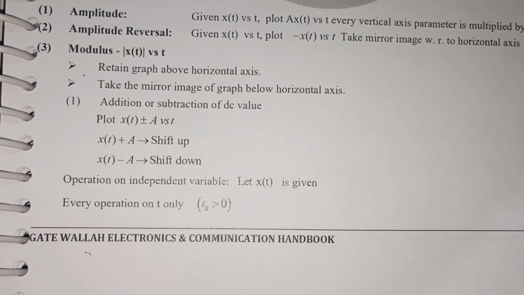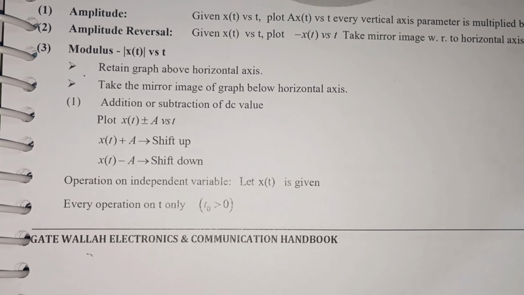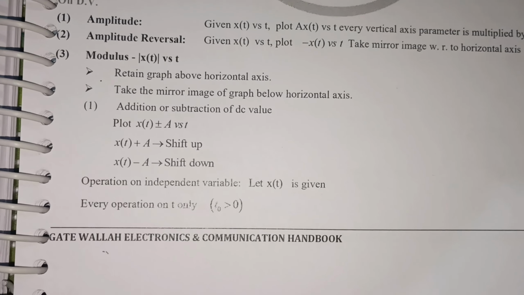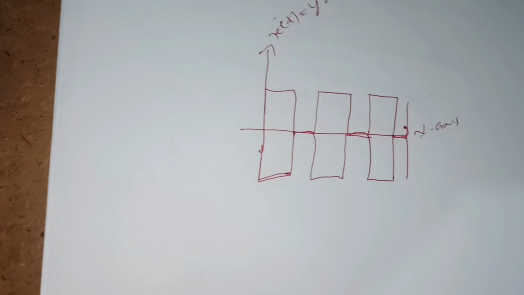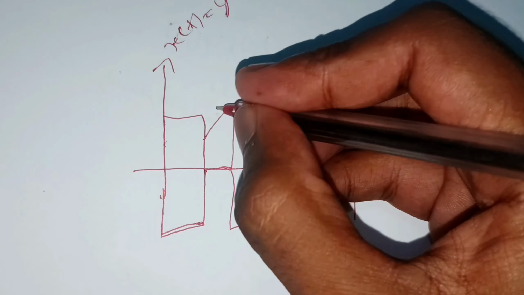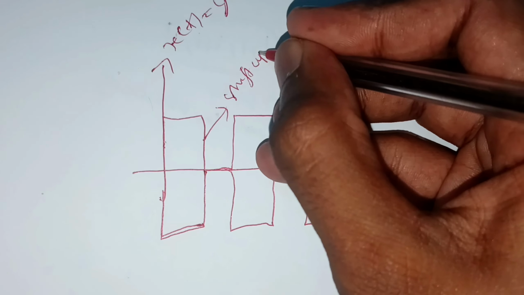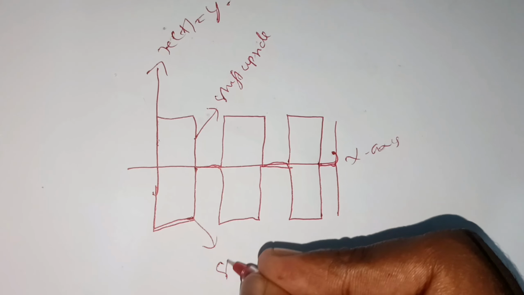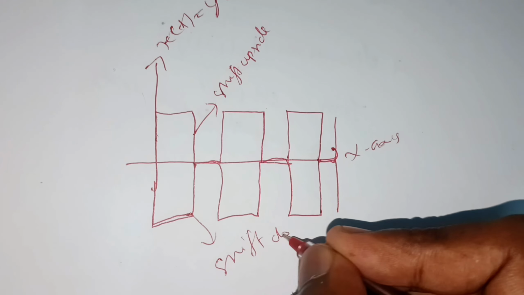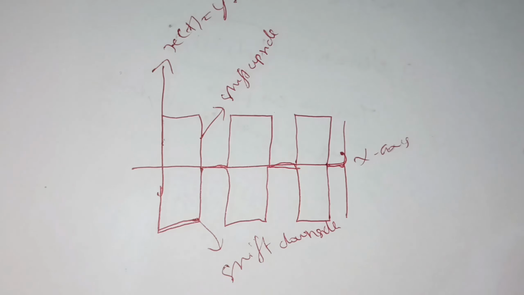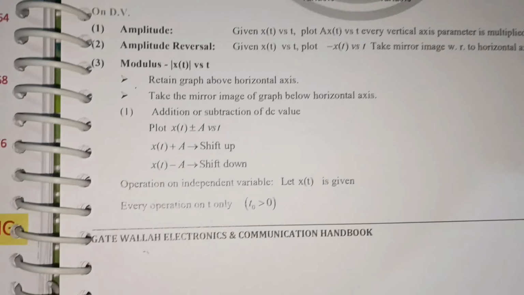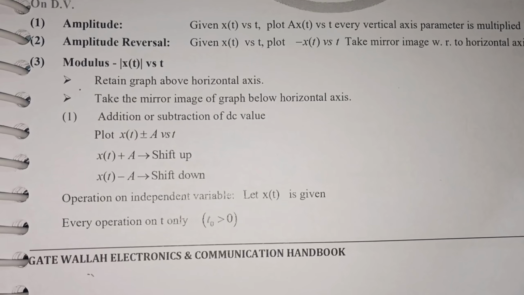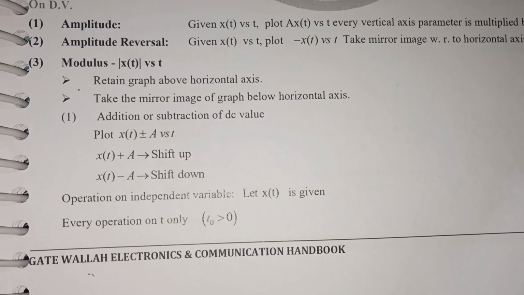Addition or subtraction of DC value. So here addition or subtraction of amplitude. Shift up means what? Here is a shift up. This is shift upside. This is shift downside. Operation on independent variable, that x of t is given. Every operation on t only, t naught greater than 0.